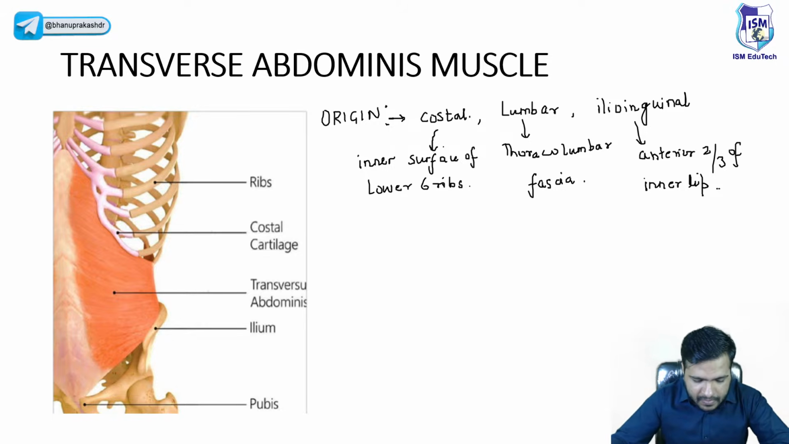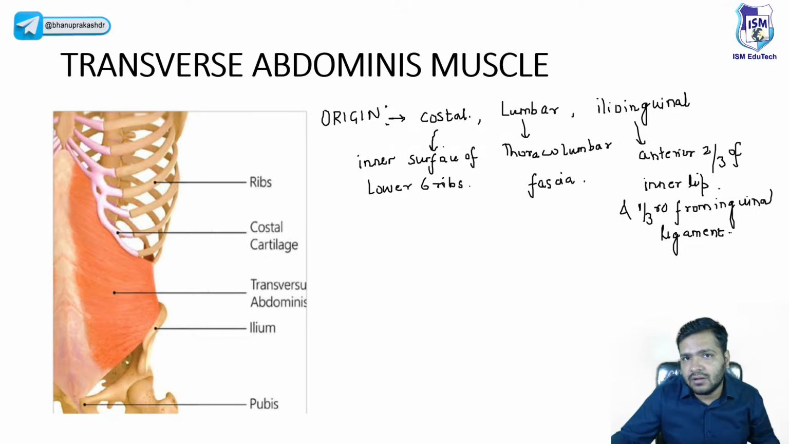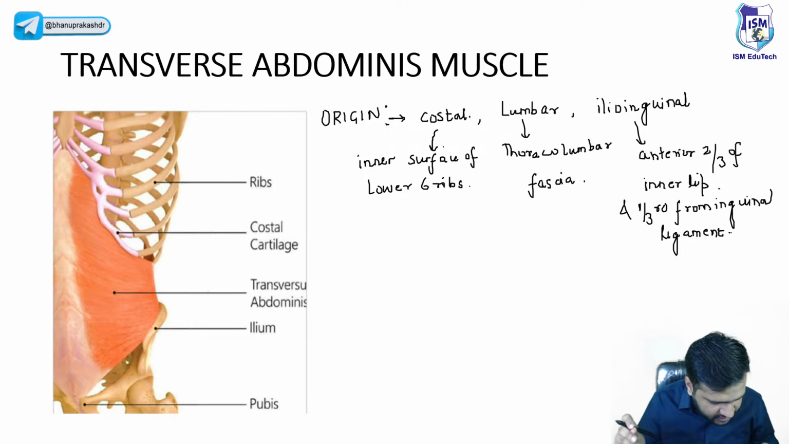So the thoracolumbar fascia and the ilioinguinal part, that is the two-thirds of the inner lip of the iliac crest, and one-third comes from the inguinal ligament. The inguinal ligament I have already told you about: it extends from the anterior superior iliac spine to the pubic crest. One-third of this muscle arises from that ligament also. So yes, coming on to the insertion part.